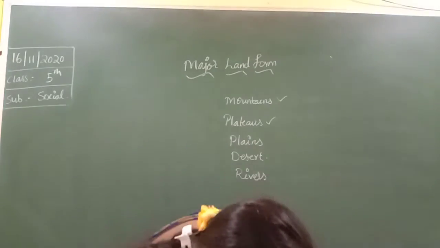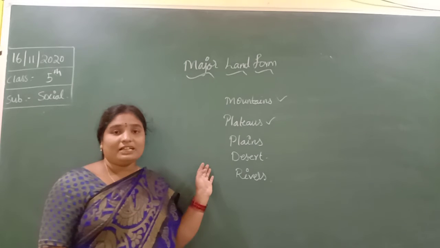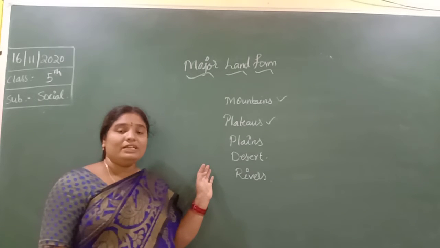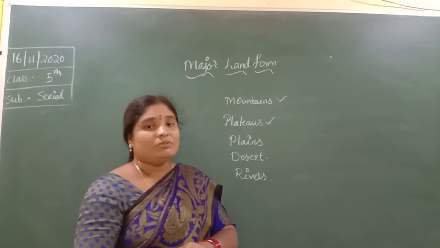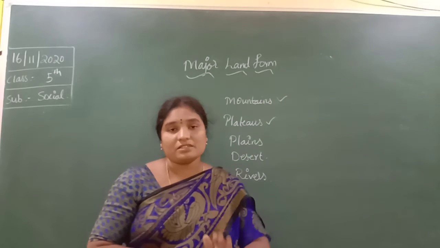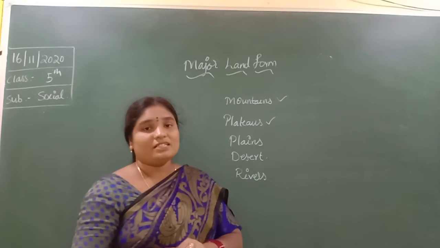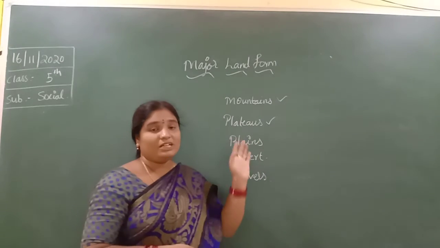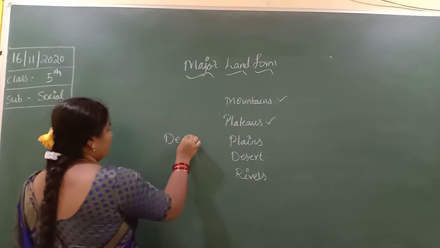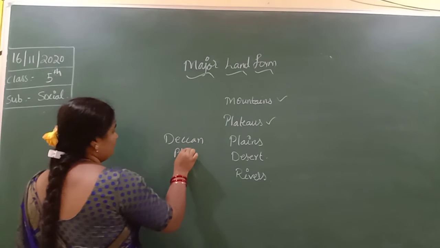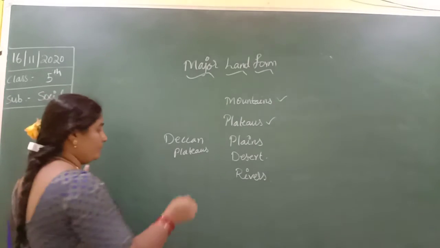What are some examples of plateaus? In our country, the Deccan Plateau. It lies in the mid part of the country. It does not extend towards the north or the south. The middle portion of our country is formed with plateaus, also known as the Deccan Plateau. Then, the Colorado Plateau.